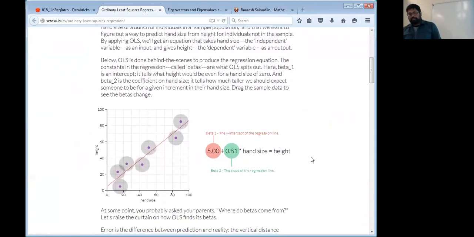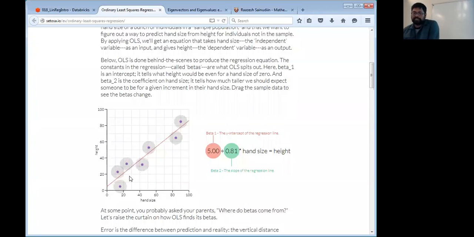I think they're trying to predict the height from the hand size. So there's like 1, 2, 3, 4, 5, 6, 7. Maybe that's Trump, I don't know. So the idea is that hand size is possibly correlated with height. So here are your data points.